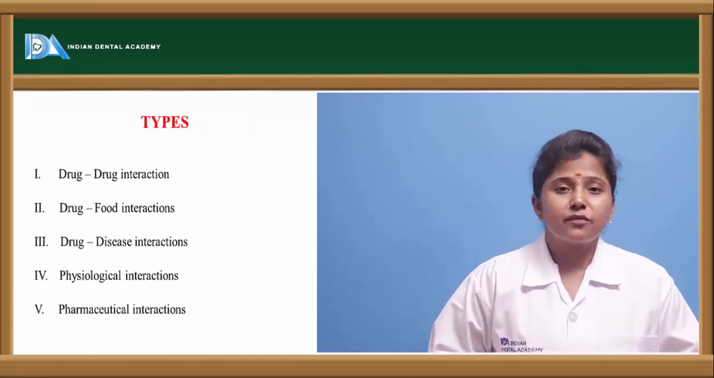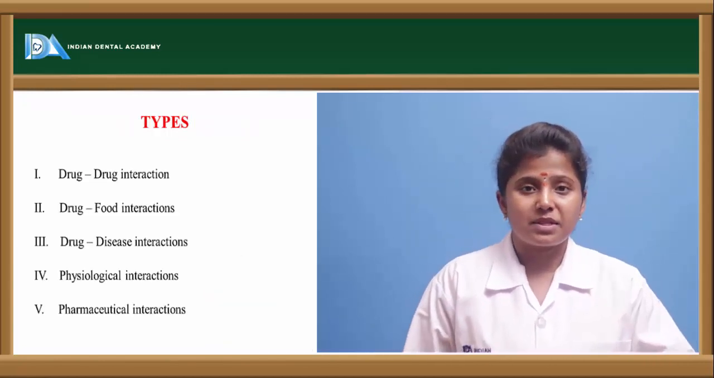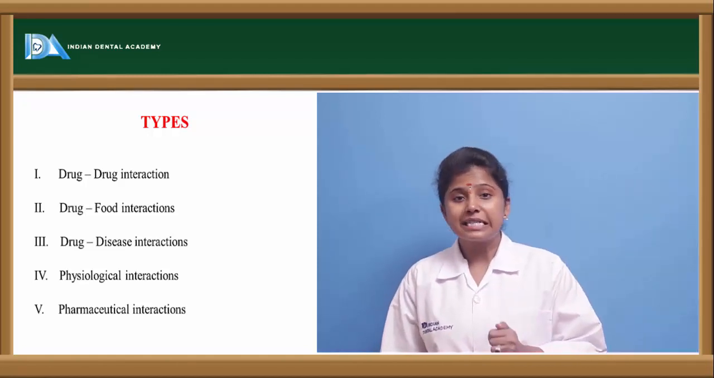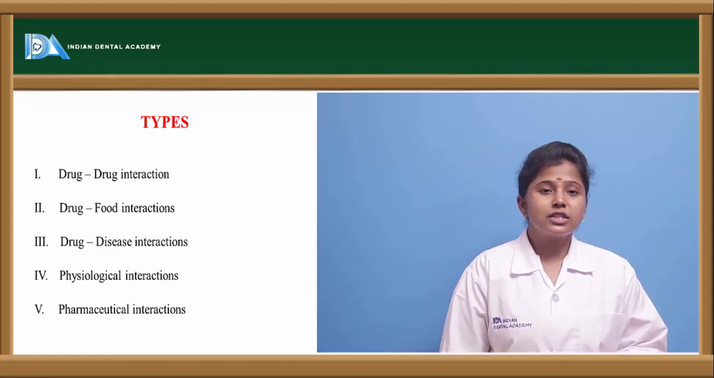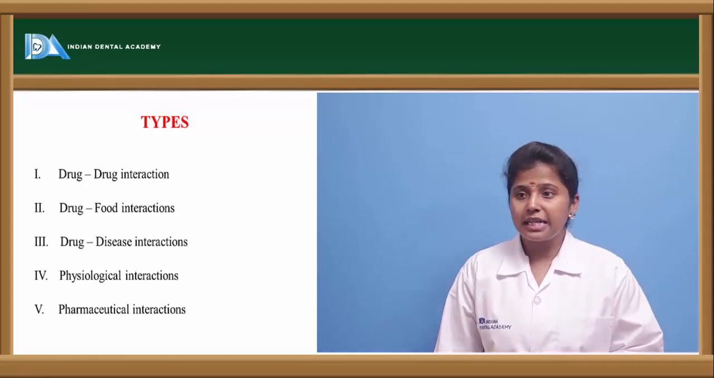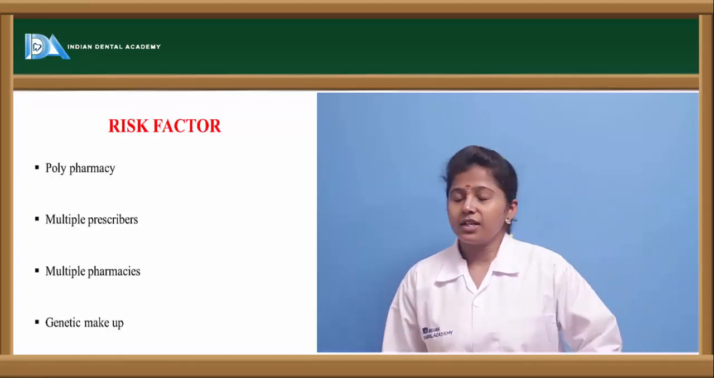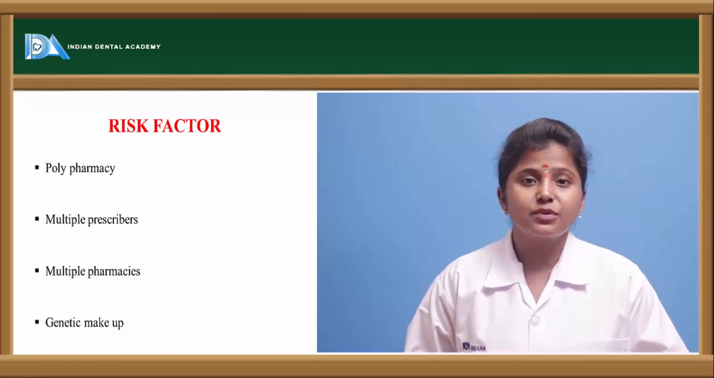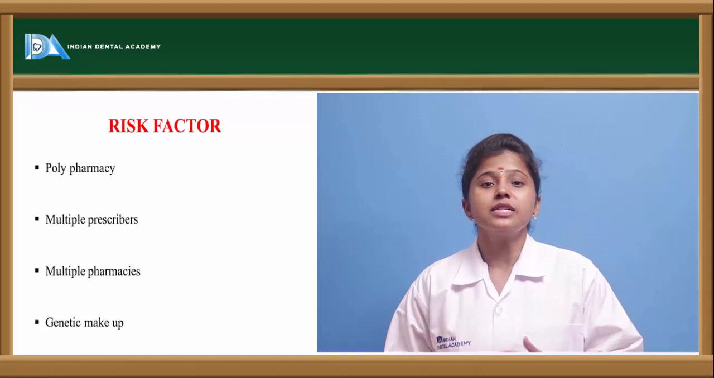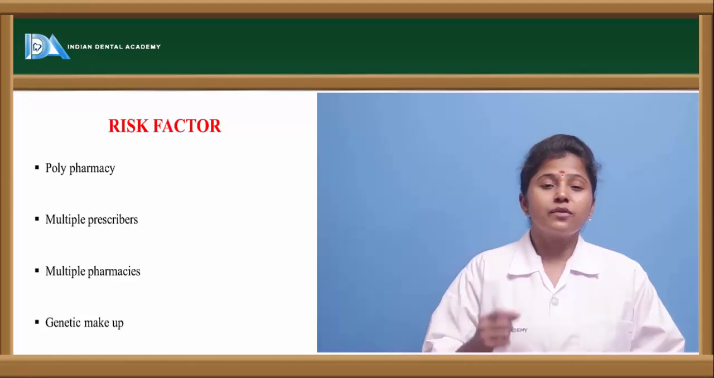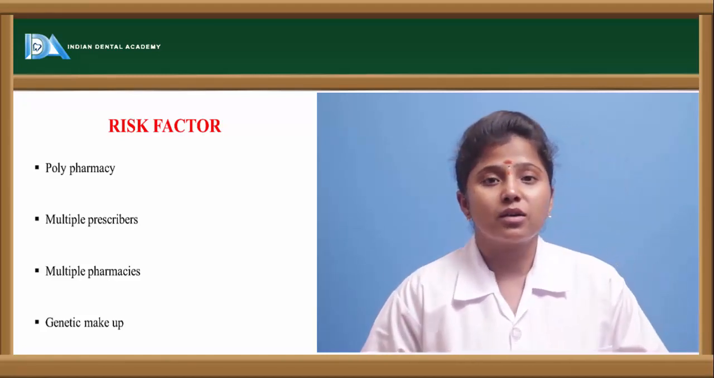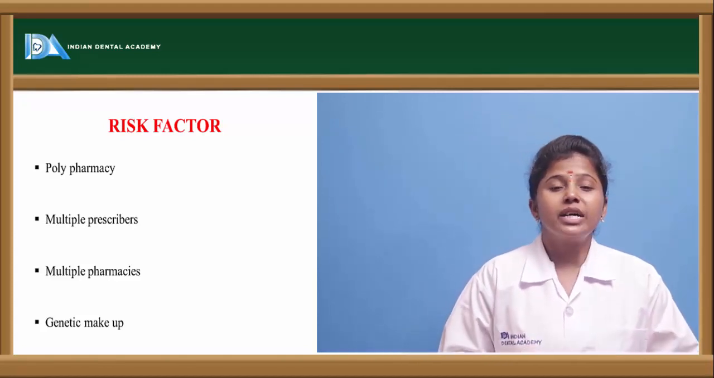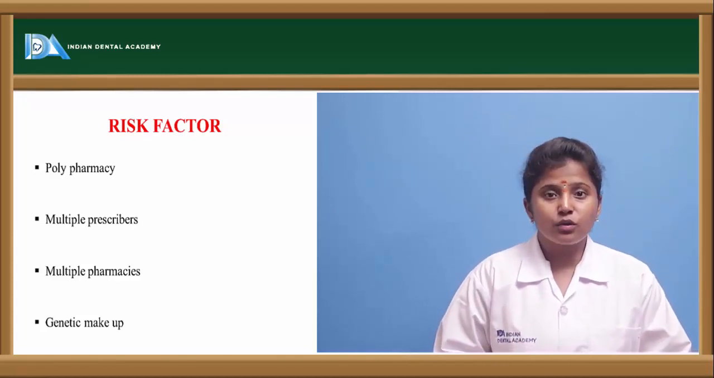If I see the types of drug interactions, there are various types like drug-drug interaction, drug-food interaction, drug-disease interaction, physiological interactions and pharmaceutical interactions. So what are the risk factors which aid in drug interaction? First is polypharmacy. If we are giving more than one drug, or 2 or 3 drugs are administered at a time without any gap, then that leads to drug interaction.